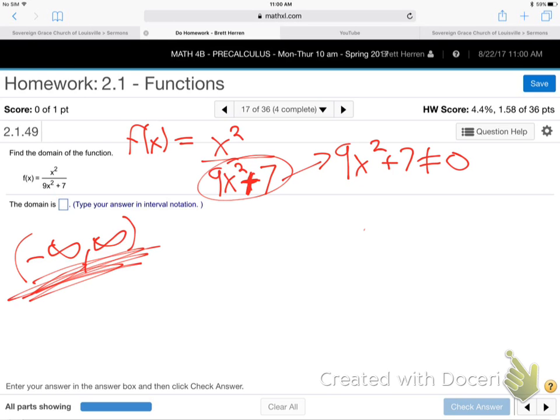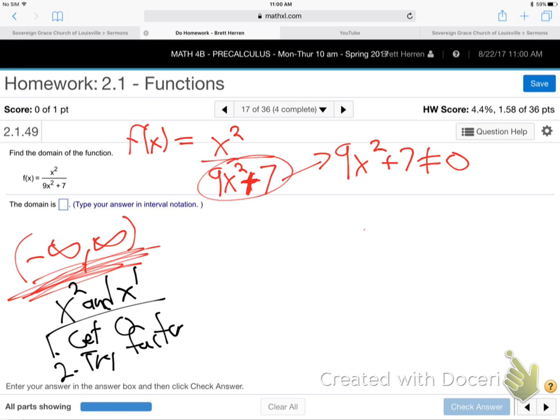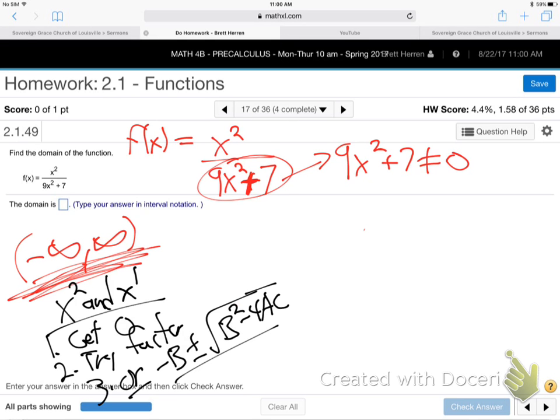How do you solve x squared equations? I don't know if you're familiar. There's two strategies. Let me make it really clear. If you have x squared and x to the first, we did a lot of those yesterday, right? First step is about getting a 0, and then you try to factor. And if it won't factor, you can use the quadratic formula: negative b plus or minus the square root of b squared minus 4ac all over 2a. That's how you solve when you have x squared and x to the first.